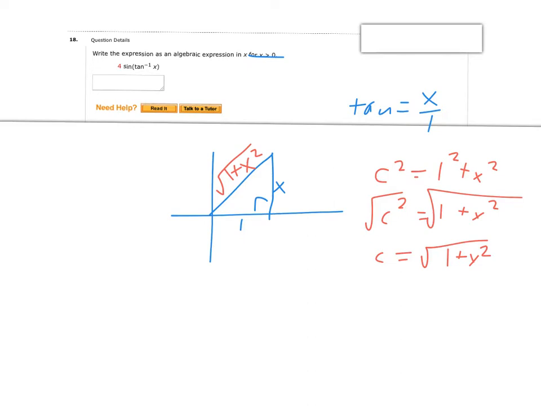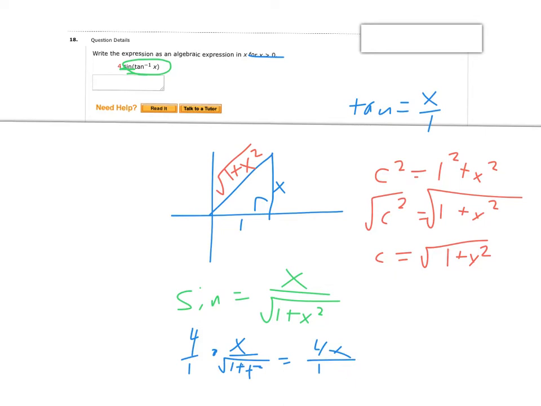And so what I'm going to say then is that since this next piece is saying do the sine, I'm going to figure out what's the sine of the triangle I just drew. And you can see that that's going to be x over the square root of 1 plus x squared. So that's everything in there I've taken care of so far. And all they're saying next is just multiply that by 4. So it's going to be 4 over 1 times whatever I got for that last answer. And so I would just write my answer as 4x over the square root of 1 plus x squared. All right, 19 is very similar to 18, so I'll let you compare that one.